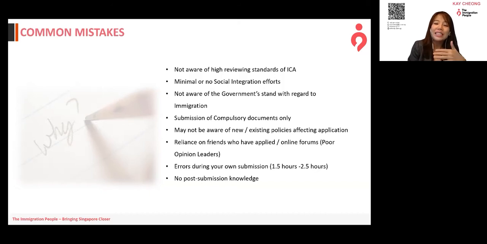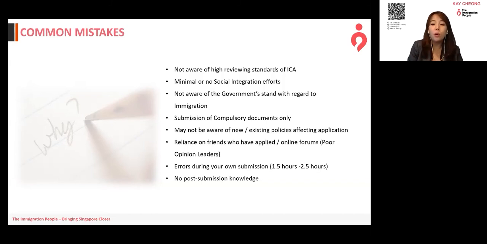Okay. Now, the next one is errors during your own submissions, okay? So today you're filling up the form for the very first time, okay? But for us, we are doing it on a very regular basis. Every day we file applications. So it's very easy to make mistakes when you do your own filing, okay?